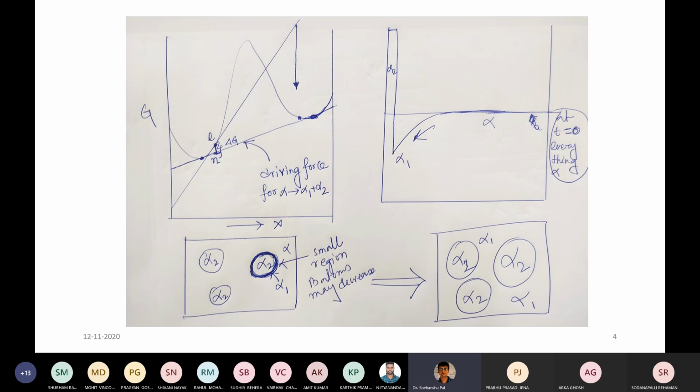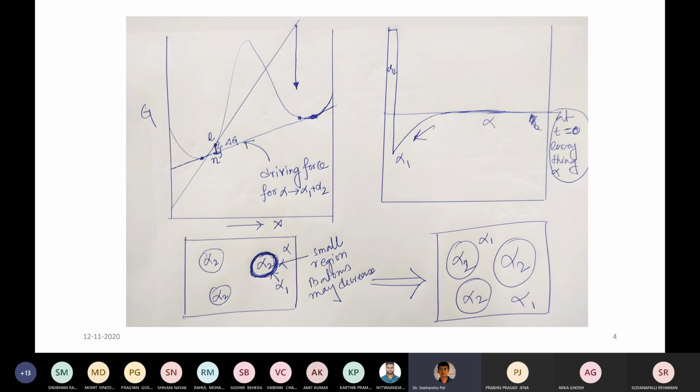So now we have to again recollect the definition of a phase. What is the definition of a phase? A phase is chemically homogeneous, physically distinct, and mechanically separable. So why are alpha 1 and alpha 2, which have the same structure, not called the same phase? Because they are not obeying the first defining point of the phase definition, that is, chemically homogeneous.